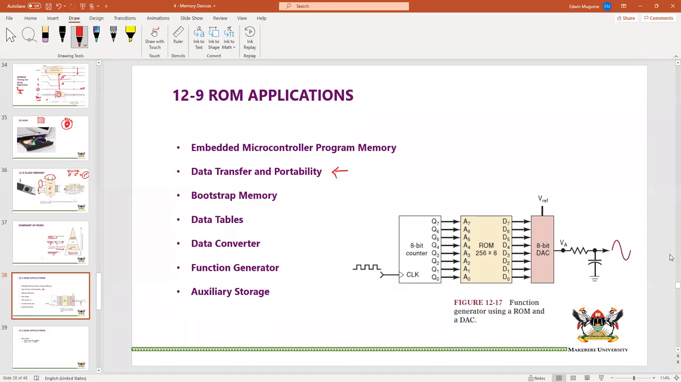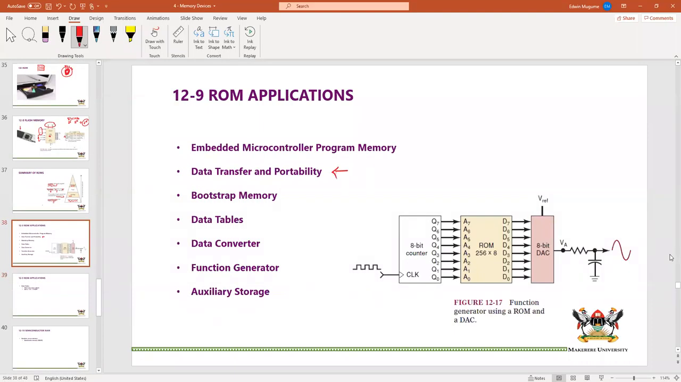Data tables. I think we talked about this. A table like the one we just did in this lecture is a data table. So you can use ROM to store data tables. Data tables store information that never really changes.